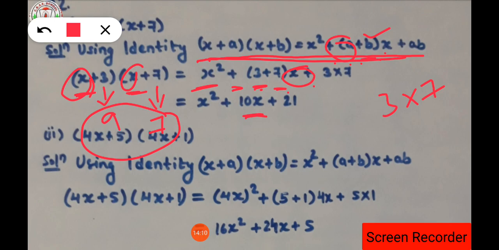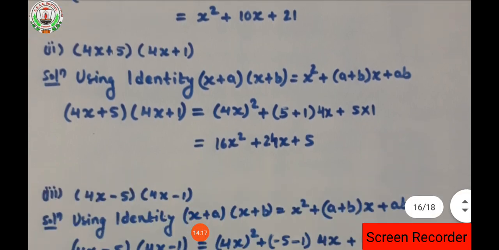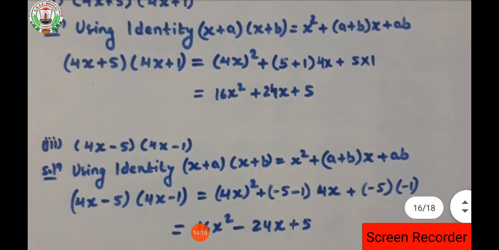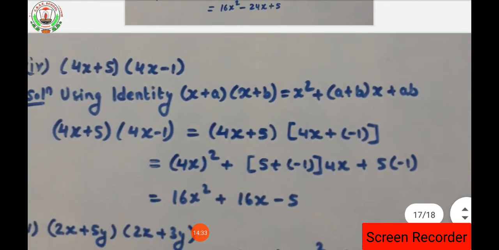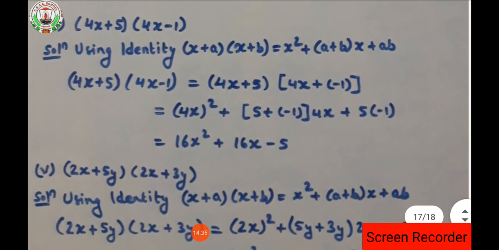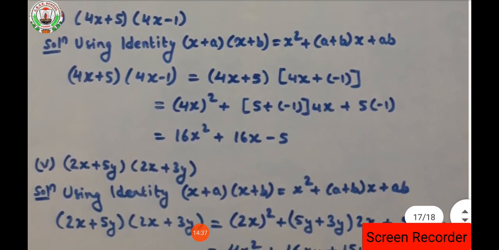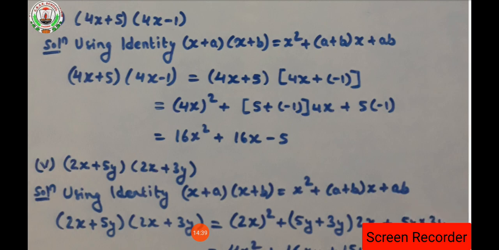Then the next one is again the same: 4x plus 5 into 4x plus 1. Just go through the solutions. The next one is again the same, no difference, only the minus sign comes here. So you have to keep the minus sign in mind and solve it. The next question is the same, the fourth part and the fifth part: 4x plus 5 into 4x minus 1.